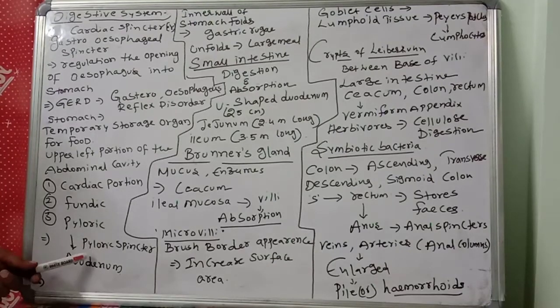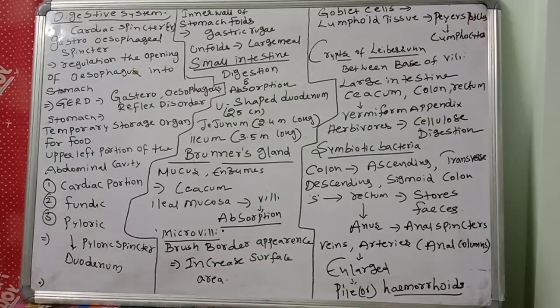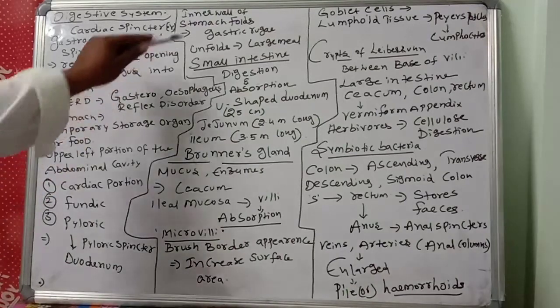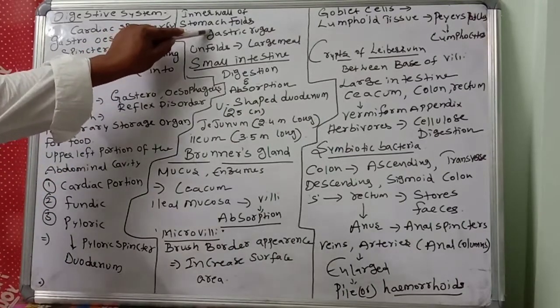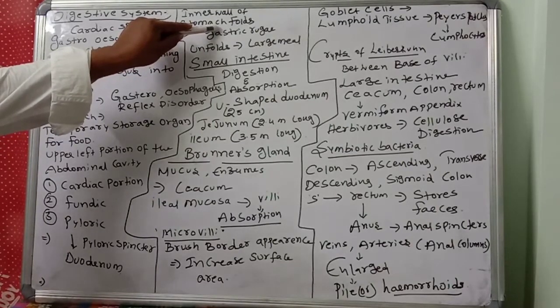The inner wall of the stomach has so many folds. What are these folds of the inner wall of the stomach called? Gastric rugae. The folds of the inner wall are called gastric rugae.